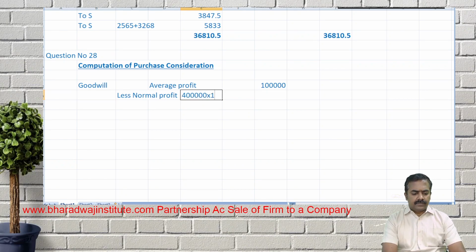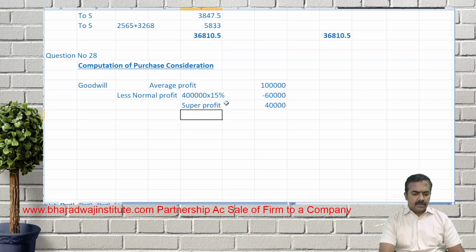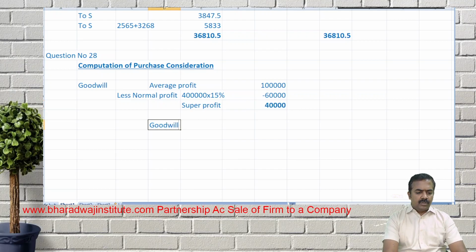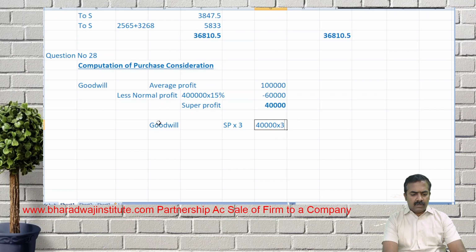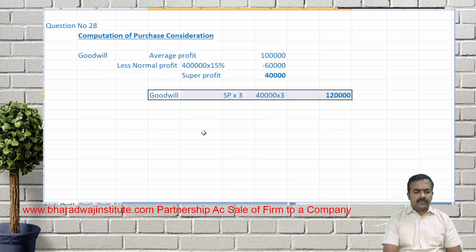15% on that is 60,000. So super profit is average profit minus normal profit. What is super profit? 40,000. So based on this, we have to value the goodwill. Goodwill is valued at super profit into 3 years. So 40,000 into 3 years is 1,20,000. Goodwill.